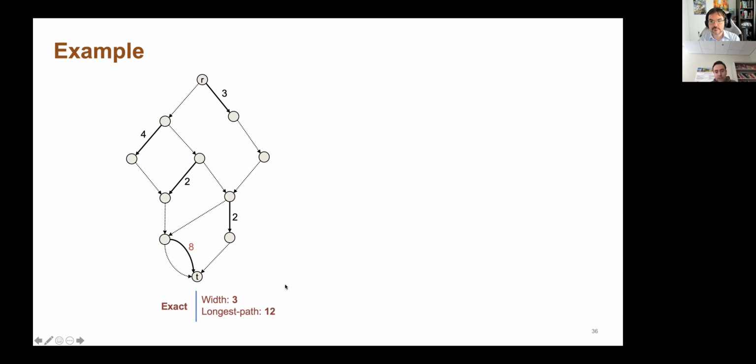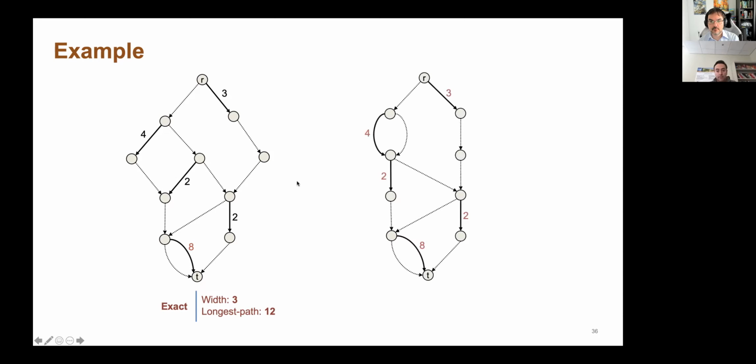The width of this diagram is 3. The first layer has 1 node, that's the root. The second layer has 2 nodes. The third layer has 3 nodes. Fourth layer, 2 nodes. Fifth layer, 2 nodes. Last layer, 1 node. And the width is the maximum size of any one of those layers. And the longest path is a 12, which you can see by going down the left-hand side and then taking that one arc. And that would be, if this was an exact decision diagram, the optimal solution to your problem.